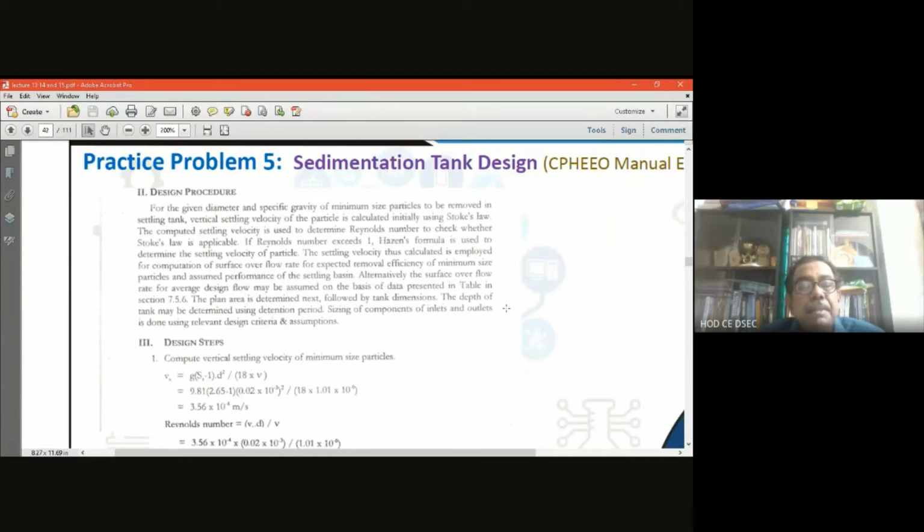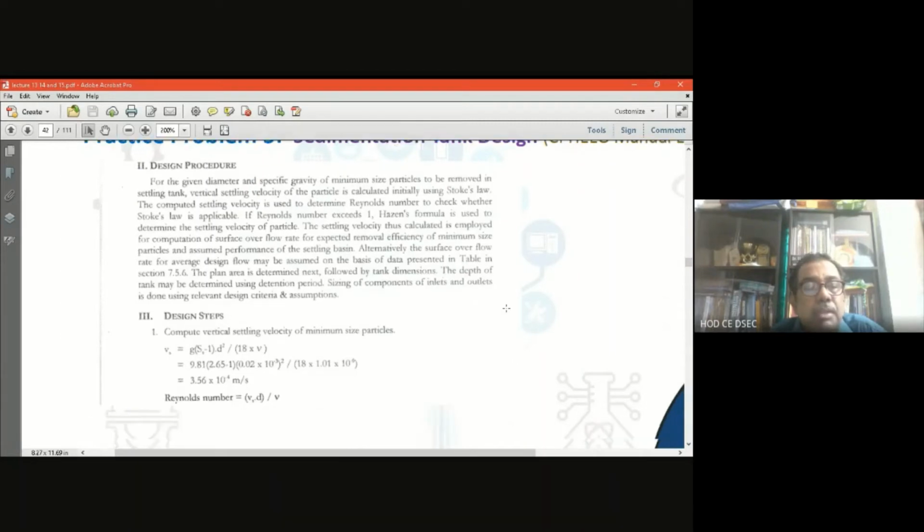The depth of the tank may be determined using the detention period, because we know distance equals velocity times time. The velocity is the settling velocity and time is the detention time, so the depth of the tank can be found out. We have found this type of thing in earlier problems also, but I want to recapitulate those things which will be useful for designing the tank. So now we will proceed to the design steps.